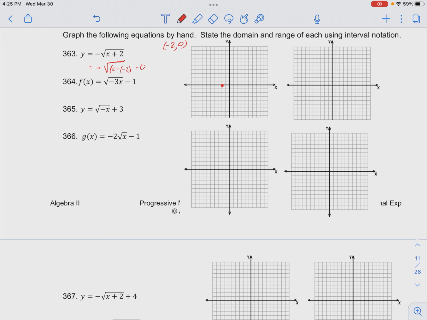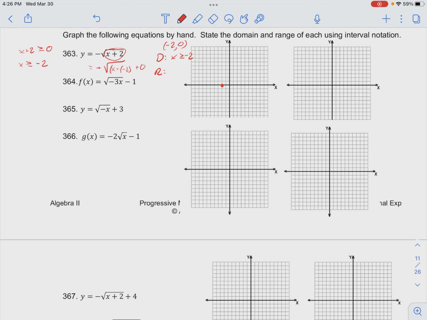Now if we want to find our domain, so under the radical, our x plus 2 has to be greater than or equal to 0 because we cannot have a negative number under the radical. So x has to be greater than or equal to negative 2, meaning that it will open up from negative 2 to the positive x direction. So our domain is given by x greater than or equal to negative 2.